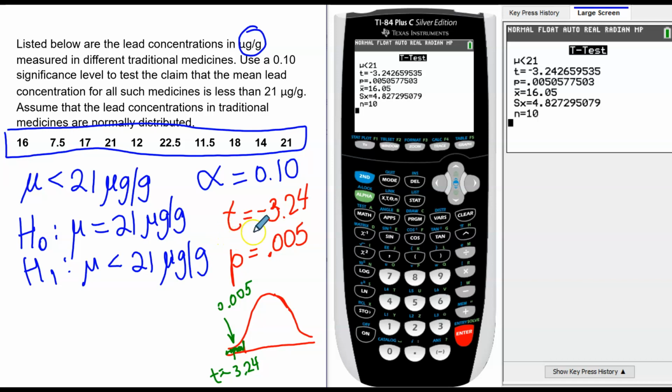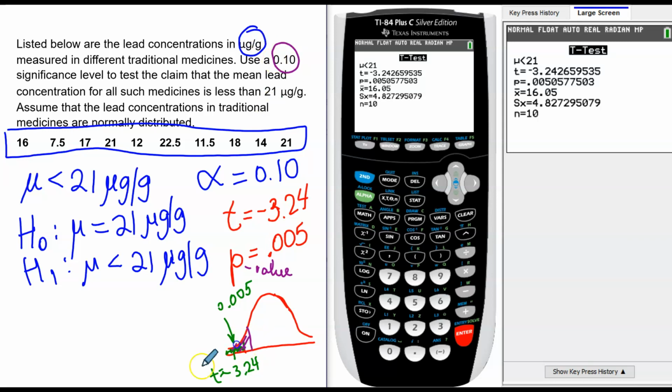We rewrite the test statistic rounded to 2 decimal places. T is equal to negative 3.24 and the p-value is equal to 0.005 rounded to 3 decimal places. Let's look at the graph. The graph shows that our t statistic is negative 3.24 and the p-value 0.005. We are testing it against the significance level 0.01.